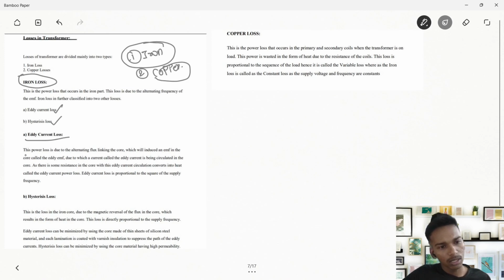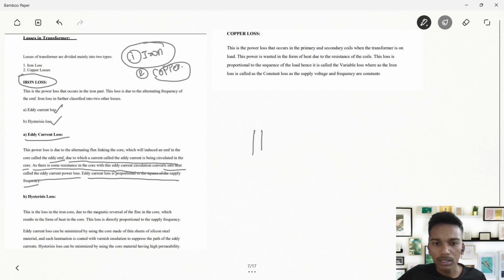Eddy current loss: the power loss is due to alternating flux linking the core, which induces an EMF in the core called eddy EMF, due to which a current called eddy current circulates in the core. As there is some resistance in the core, this eddy current circulation converts into heat, called eddy current power loss. Eddy current loss is proportional to the square of the supply frequency.